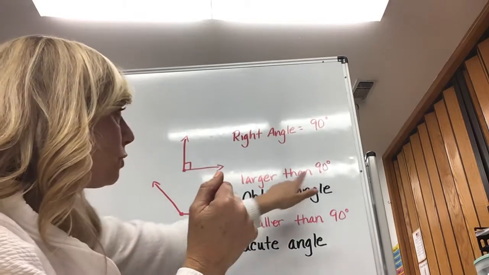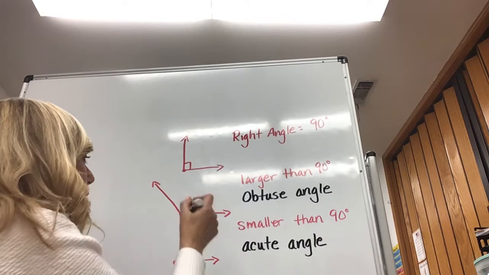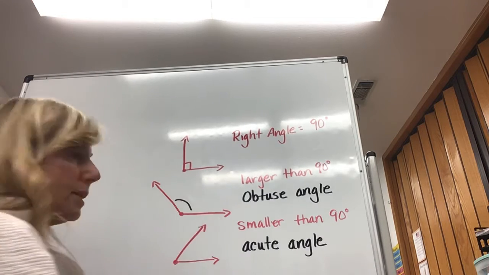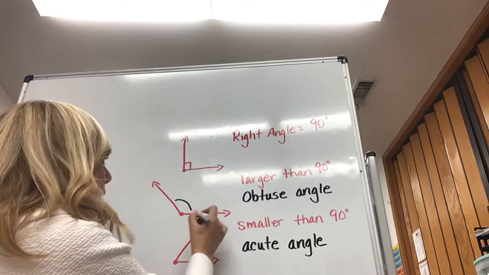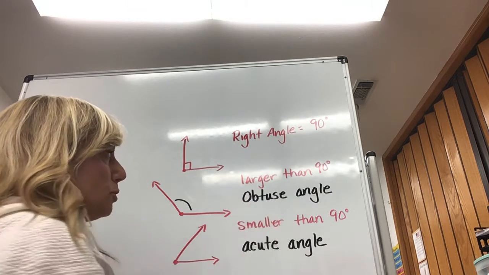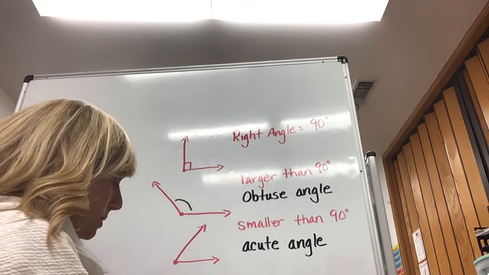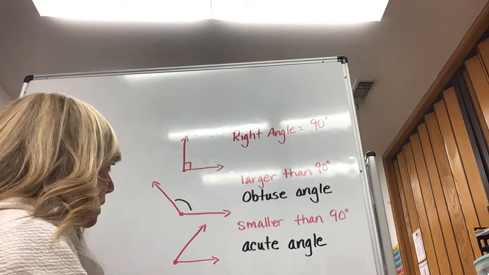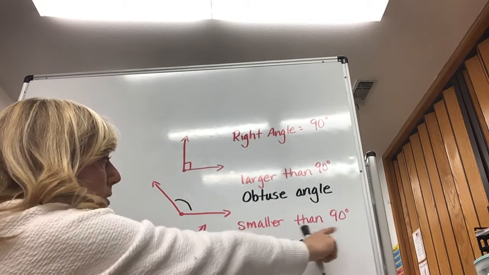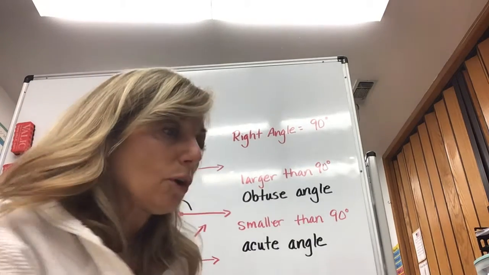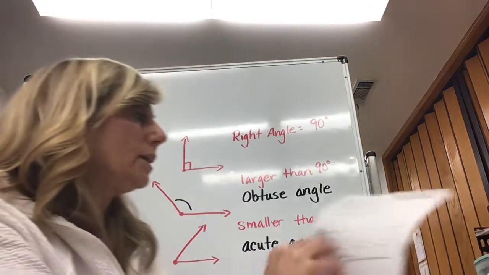If it's larger than 90 degrees, like this one here, and in your paper it's got the angle measurement, if it's larger than that, we're going to consider it obtuse. Obtuse just means large. And then acute, which is confusing because sometimes we use the word acute and it means big. But in this situation, acute angle means that it's smaller than 90 degrees.